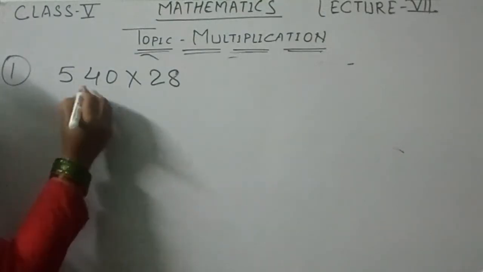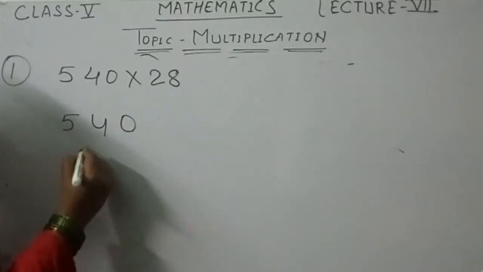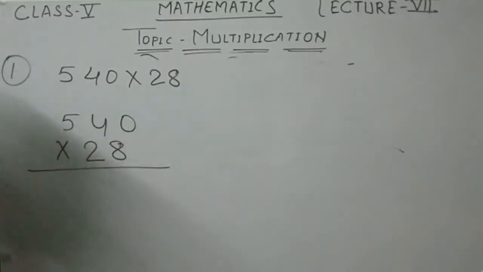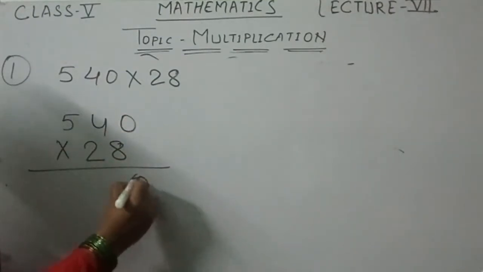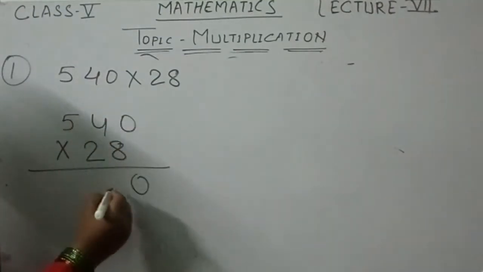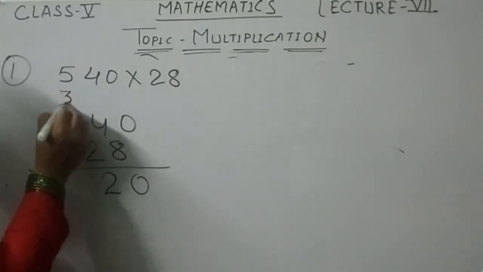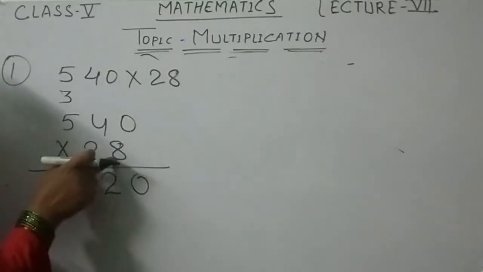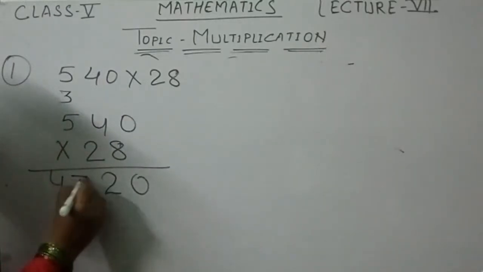We write this number 540 and here we have to write 28. Okay. Now see. First we start from this digit, ones. 8 zeros are 0. Then 8 fours are 32. Then what will we write? 2, and 3 is the carry. Again 8. Read the table how many times? 5 times. 8 fives are 40 and plus 3 it will be 43.